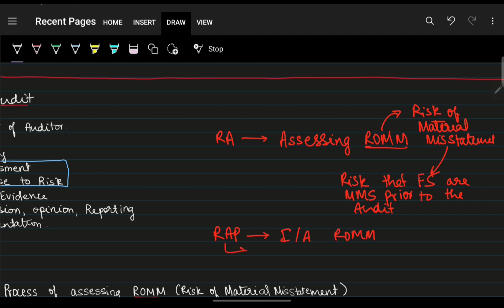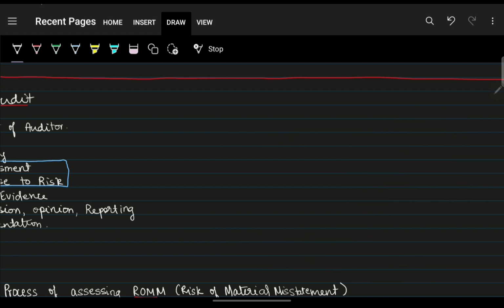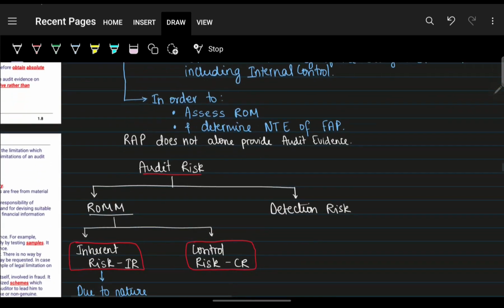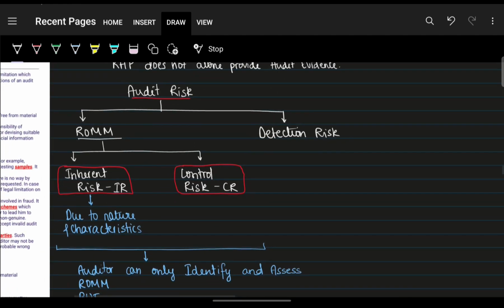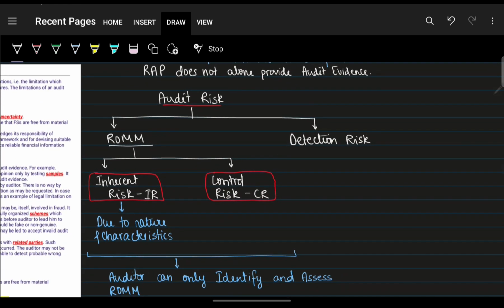It also helps in obtaining understanding of the entity and its environment, including its internal control, in order to assess the risk of material misstatement and determine nature, timing and extent of further audit procedures. Okay, so this is basically what risk assessment was, right? And then we will move on to the, here we skipped, I think, the audit risk.